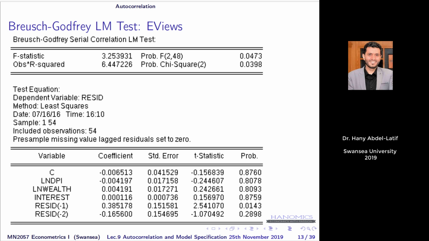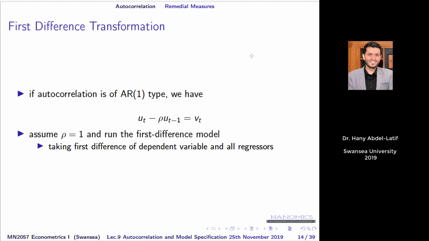Exactly, it's more about efficiency, the efficiency of your estimators. If your OLS estimator is unbiased, but it's not BLUE, it's not the best, it's not efficient anymore, because it doesn't have the minimum variance in that case. That is the main issue here with autocorrelation. So now we know we have autocorrelation. How are we going to deal with this?